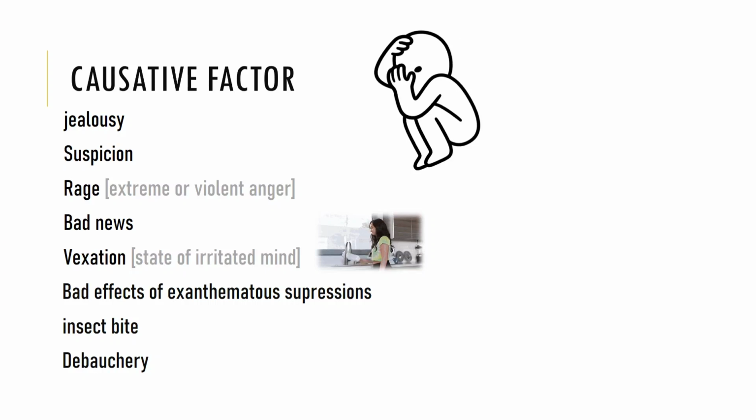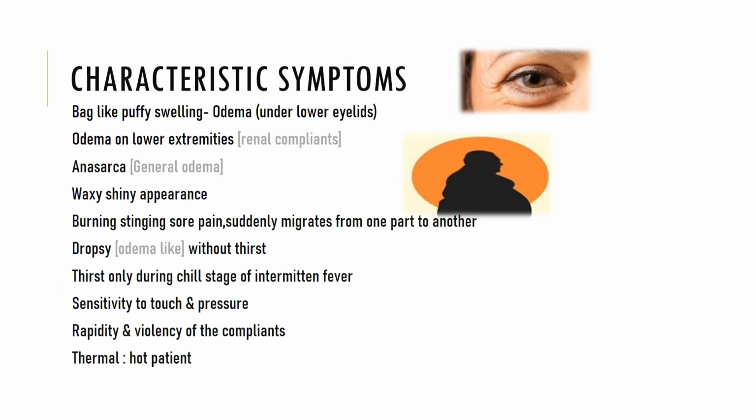So now we're going to see the characteristic symptoms. They have a bag-like puffy swelling. It's an edema which is found in the lower eyelids. Edema on the lower extremities, which we can see commonly in renal complaints, and anasarca, that is a generalized edema. The edema will usually be of a waxy, shiny appearance. Burning, stinging, sore pain suddenly migrates from one part to another. Dropsy, edema-like, without the thirst.